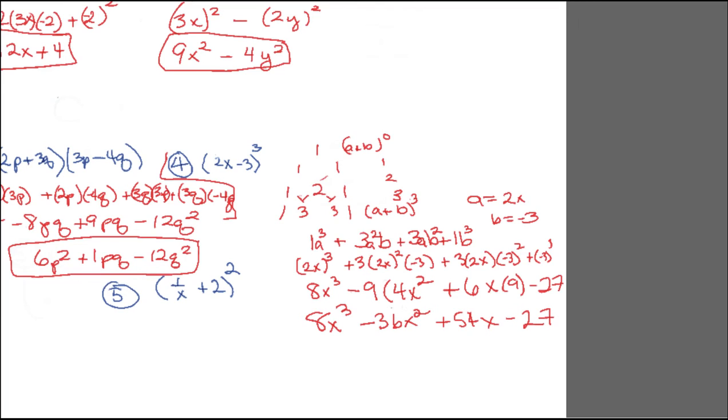So this is a lot easier than taking 2x minus 3 times itself and then taking that answer times another 2x minus 3. It's a lot quicker. Try to get familiar with Pascal's triangle.